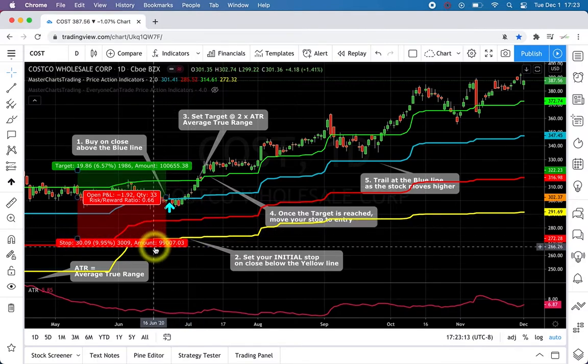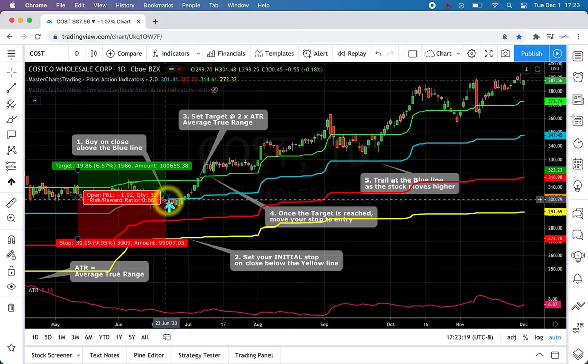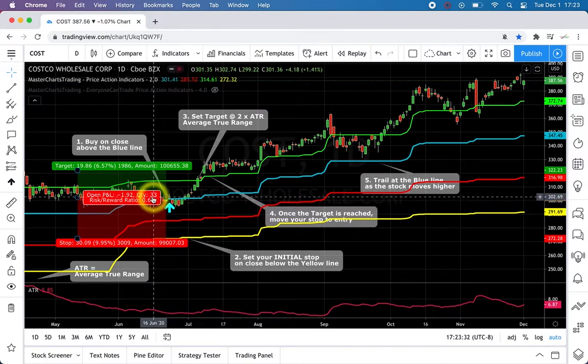In this case, notice where it says quantity, QTY 33. This means that on this date, the 23rd of June 2020, when we were buying this stock, Costco, and we had a $100,000 account, and we were okay risking 1% or $1,000, we can only buy 33 shares.